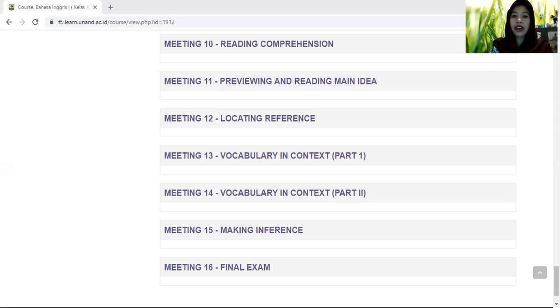So you can see here, for reading comprehension, there are some parts we are going to study. The first one is previewing. Previewing means learning about a text before really reading it. So it's before you read. You need to preview so that you yourself can get the sense of what the text is about and how it is organized before reading it closely. So you can find out what it is about before you start reading the whole text.